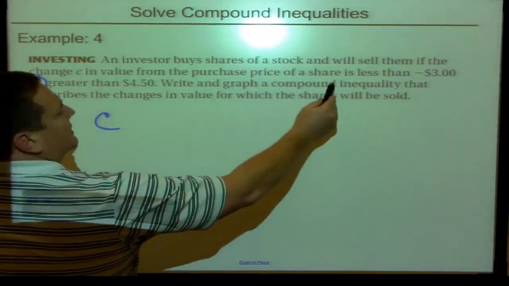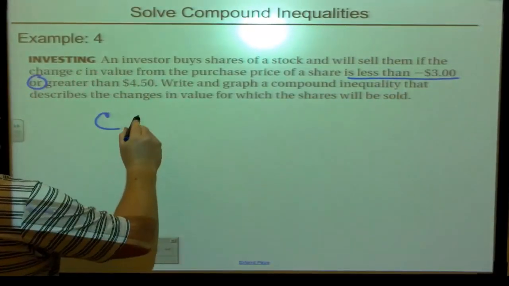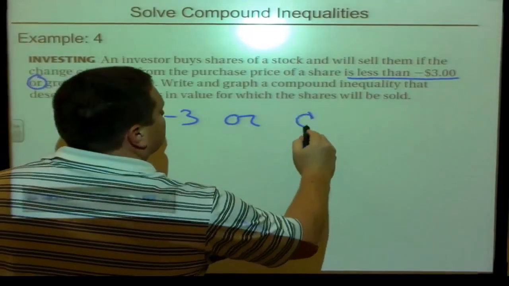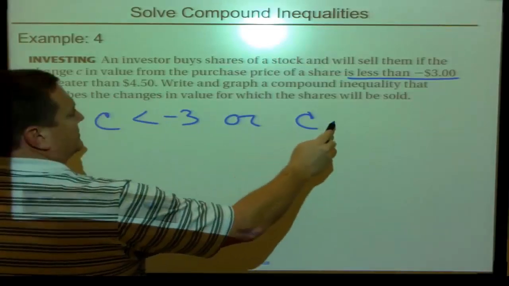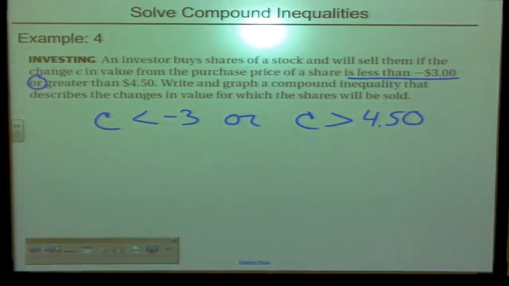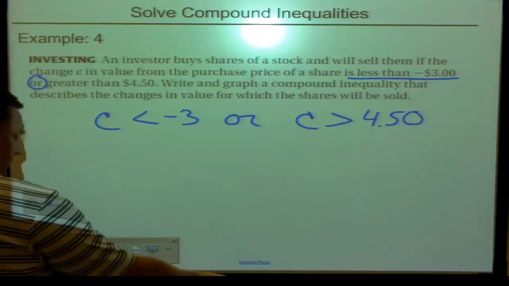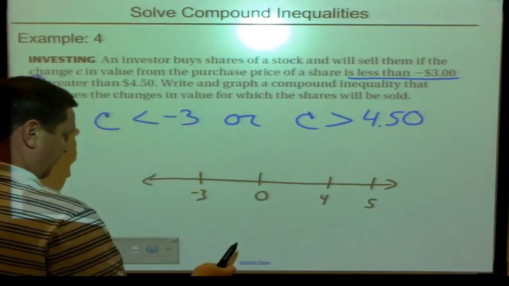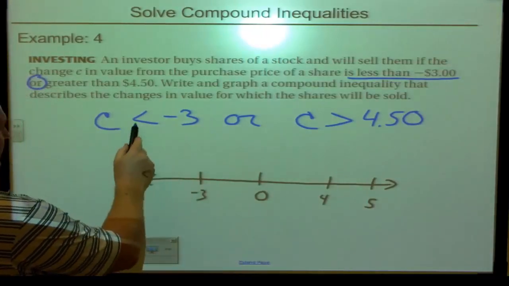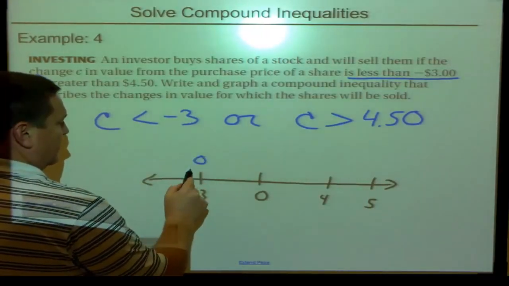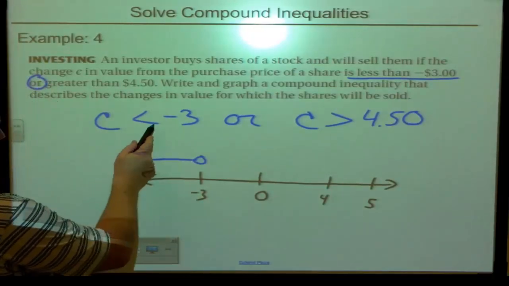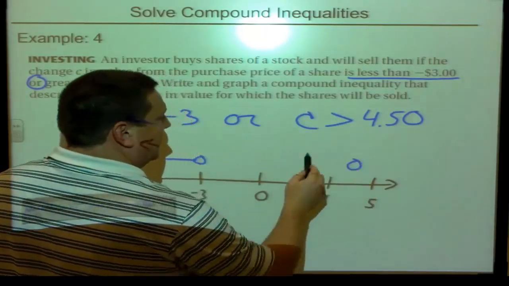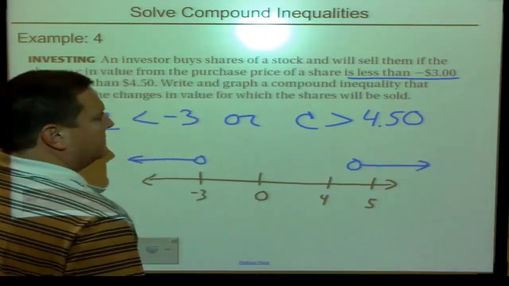C should be less than -3, so less than -3, or they will sell them if C is greater than, and I don't need the 0, but I'm going to put it anyway. And then graph it. We'll call this 4, we'll call this one 5. So let me graph this one. This is C's are less than -3, so starts there, and less than, smaller, is this way. This one is at 450, it's halfway between, and I'm looking for greater than.